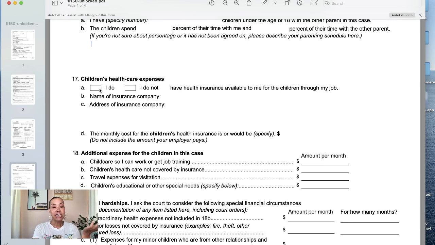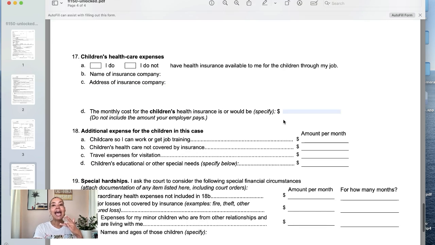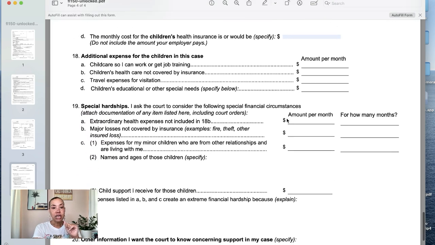Do you, number 17, or do you not have health insurance through your job? If you do, you're going to put the name of the insurance company and their address and how much it is for the kids every month. For your children, do you have to get childcare so that you can work, or so that you can get training, or maybe so that you can finish school? Because that's job training. Education is job training. Any health care costs not covered by insurance. Does your child have asthma? And so every month you've got to buy a new inhaler, and that little extra $40 every month adds up.